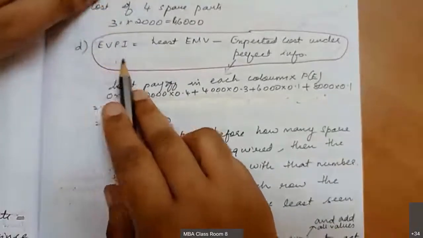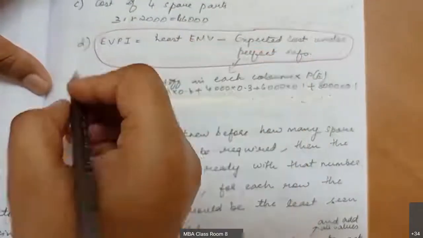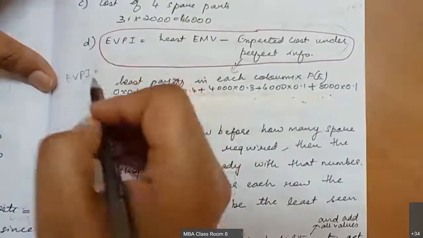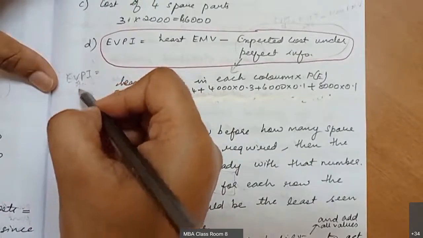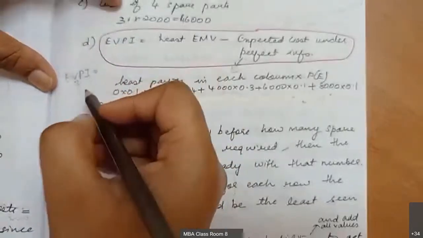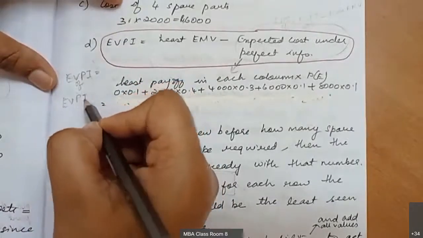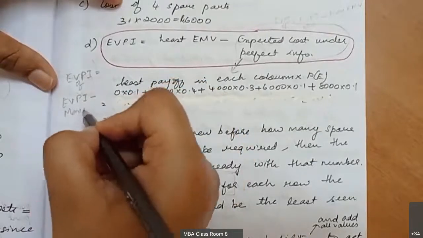When cost is considered... yesterday we considered the case of profit. In the case of profit, EVPI is equal to, can somebody tell me? EVPI means expected value of perfect information. In the case of profit it is the expected value with perfect information minus the maximum EMV.